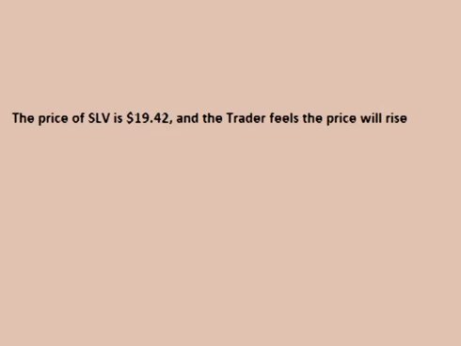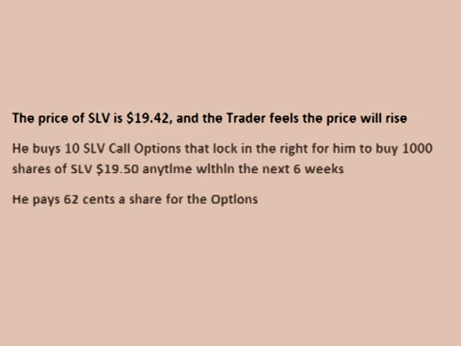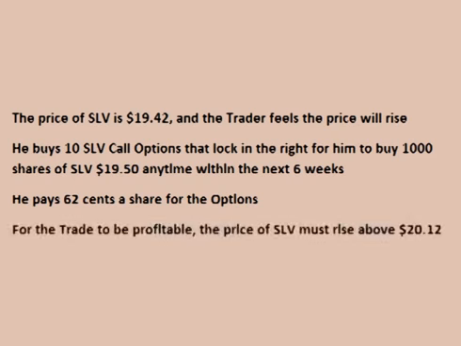So let's recap. The price of SLV is $19.42, and the trader feels the price of SLV will rise within the next few weeks. Therefore, he buys 10 SLV call options that expire in 6 weeks. The options lock in the right to buy SLV for $19.50. This means that for the trade to be profitable, within the next 6 weeks, the price of SLV needs to climb not just above the strike price, but far enough above the strike price that the difference the trader makes in profit is enough to cover the original upfront cost to buy the option contracts.